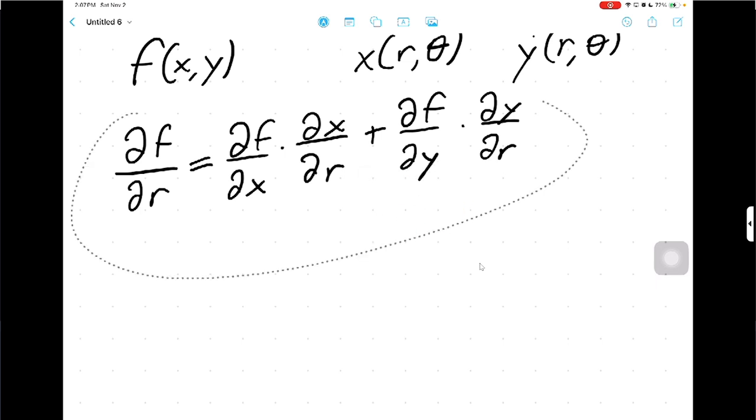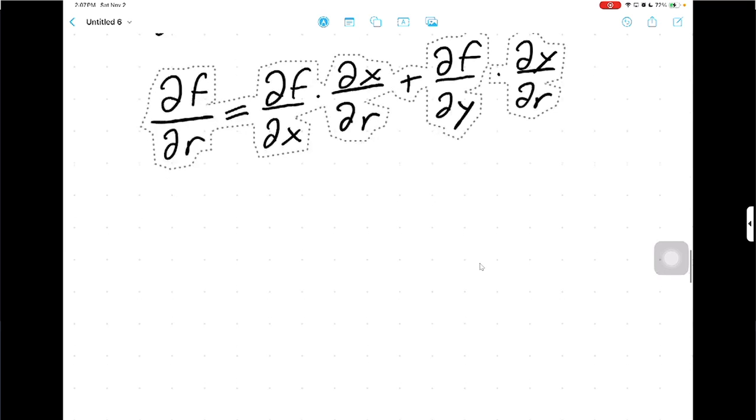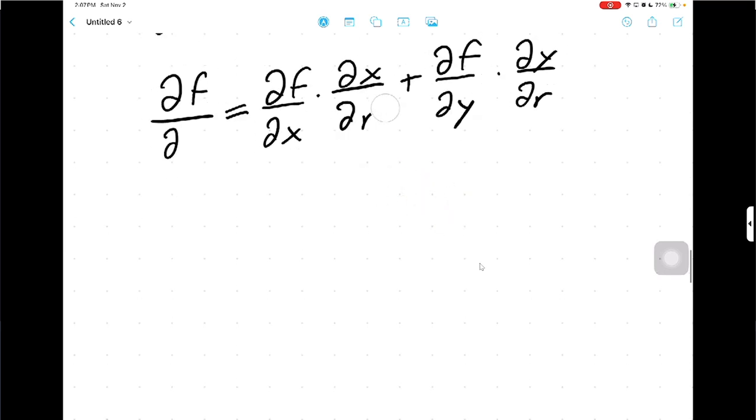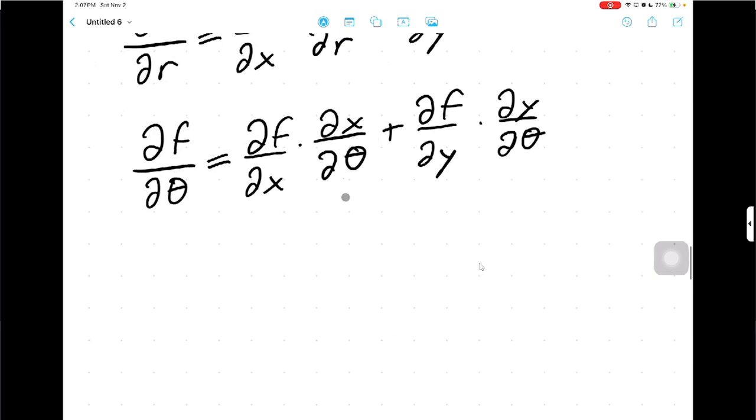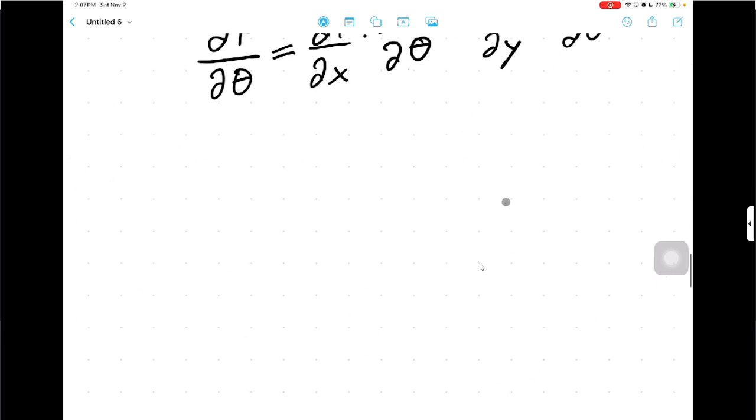There's a very similar expression for theta. I'm just going to copy paste this expression and change a bunch. So if we wanted to take the partial with respect to theta, we'd have this. Partial of f with respect to x, times partial of x with respect to theta, plus partial of f with respect to y, times partial of y with respect to theta. Yeah. Hello, whoever just joined.